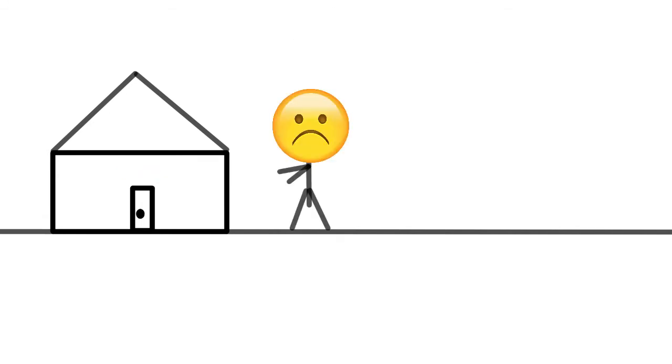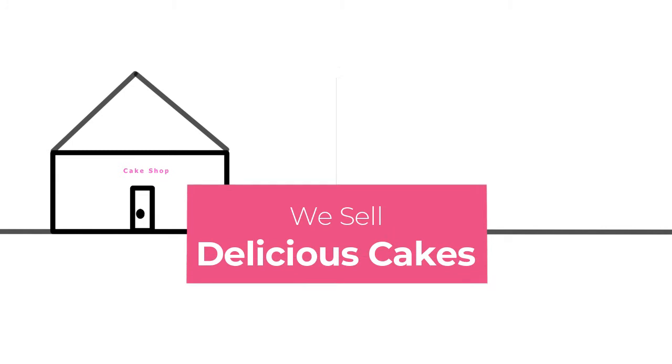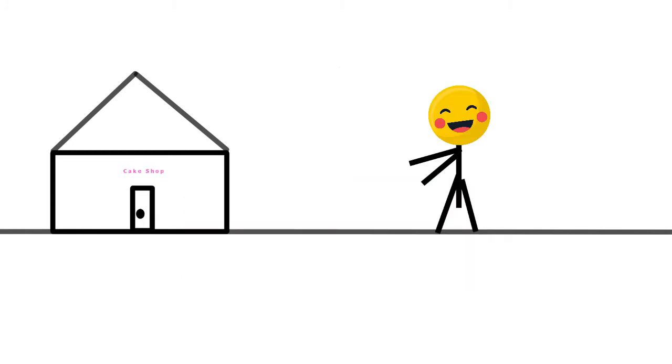Andrew has to go to the shop just to check out if they have that cake. This is because many local businesses don't have a way to let their customers know what they have to offer. This is where you come in.